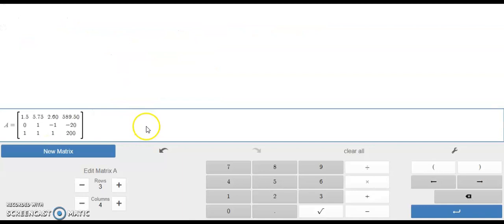And so here's our matrix. Notice for the top row, we just copied the numbers as is. The second equation, we were missing an x, so we left it as 0. But we had 1y, negative 1z, and a negative 20 on the end. And then on the bottom, we had 1x, 1y, 1z, and they totaled up to 200.